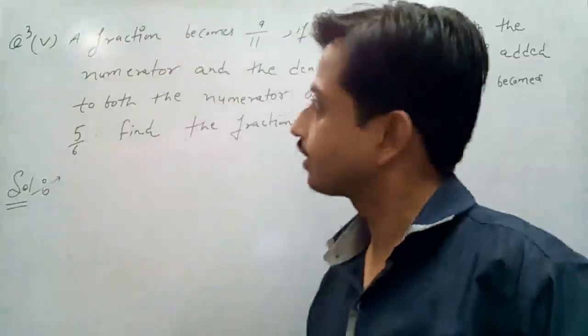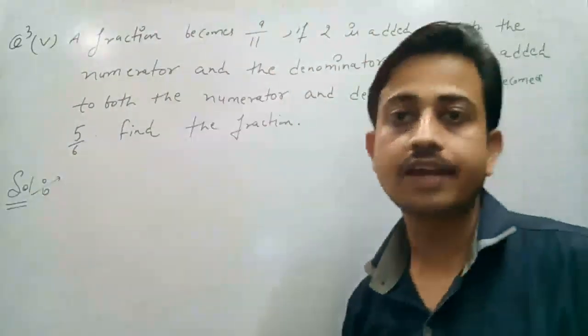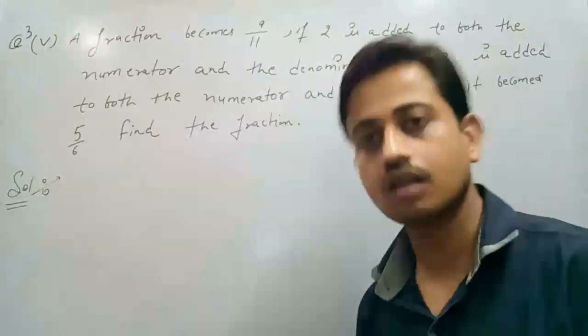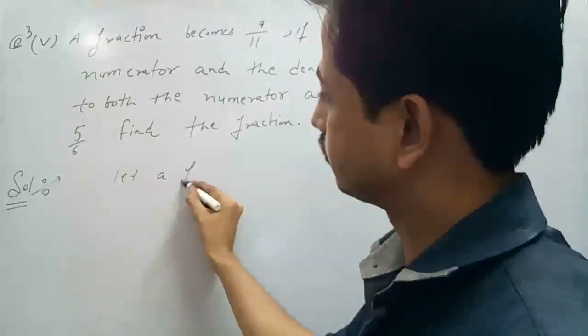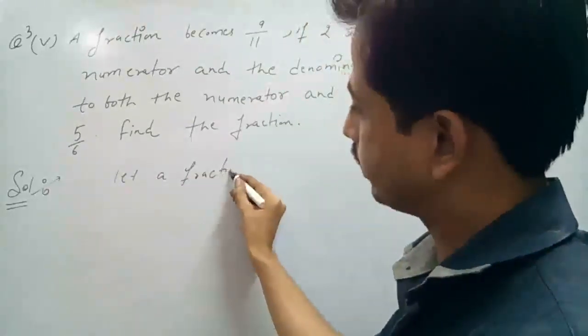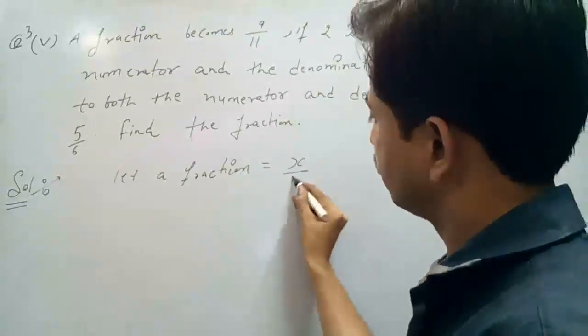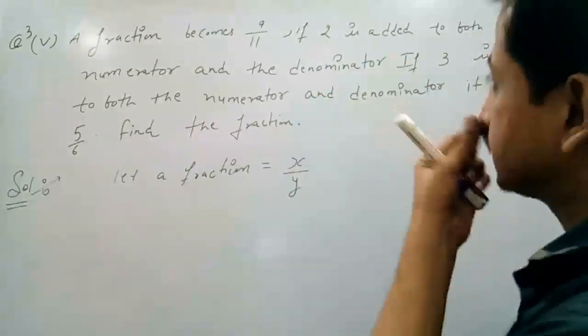Now please read the next fifth question. A fraction becomes 9 by 11. So you know what a fraction is? A fraction means a rational number. So I am taking a fraction, let the fraction be x divided by y. Now you have to read the statement.